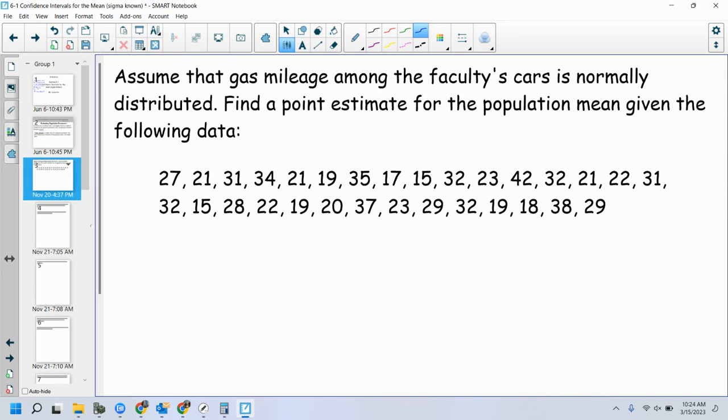Assume that gas mileage among the faculty's cars is normally distributed. Find a point estimate for the population mean given the following data. So really all I'm going to be doing here is just finding the sample mean, right? Our population mean can be estimated using the sample mean. And I don't know why do I use this number again?